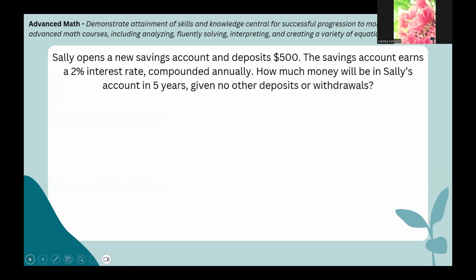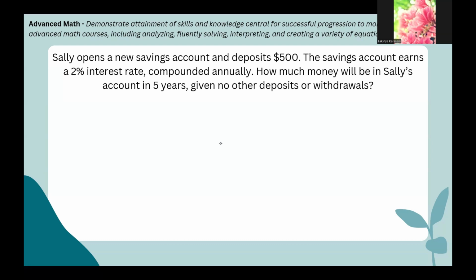Sally opens a new savings account and deposits $500. The savings account earns a 2% interest rate compounded annually. How much money will be in Sally's account in 5 years given no other deposits or withdrawals? So this is another example of exponentials.